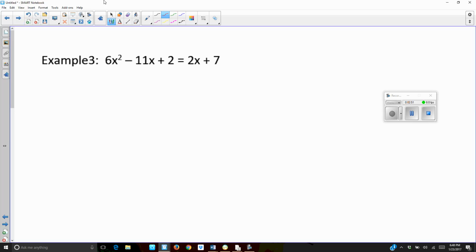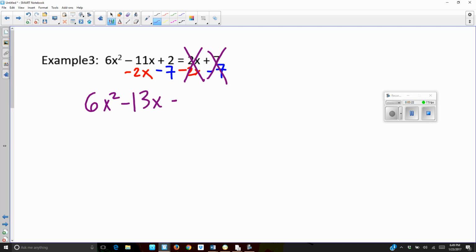Example number 3 here. So same thing, first step, get it equal to 0. So I'm going to move 2x to the left side. It's positive on the right side, which means it'll be negative on the left. And I'm also going to subtract 7. 7's positive on the right, so it's going to be negative on the left. Cross out your like terms. So we've got 6x squared. Negative 11 minus 2 is negative 13x. 2 minus 7 is negative 5. So we've got all our like terms on the left side. We've got equal to 0.